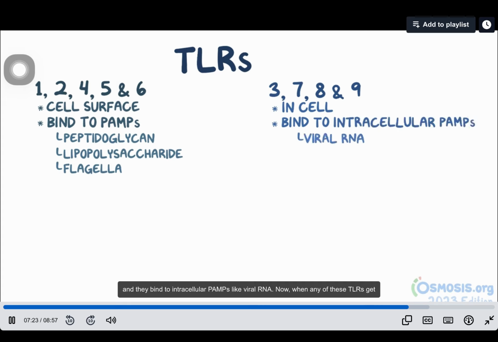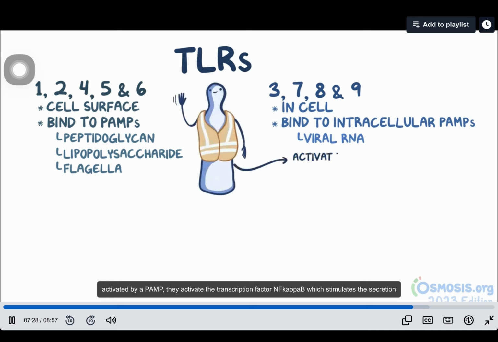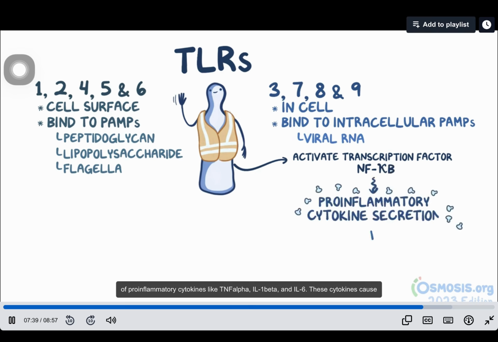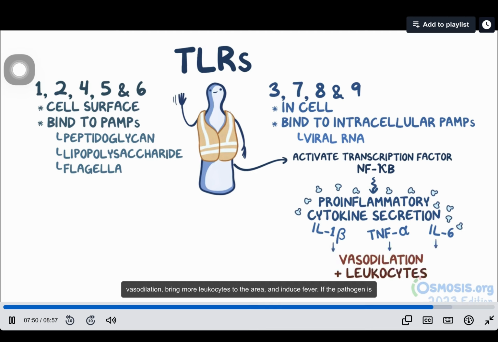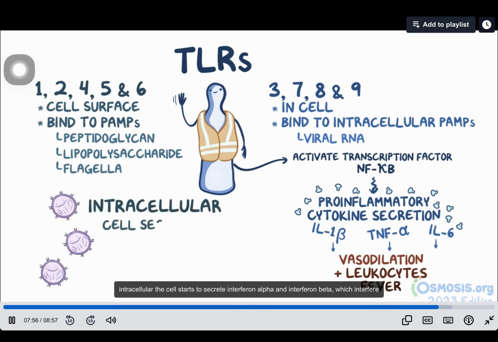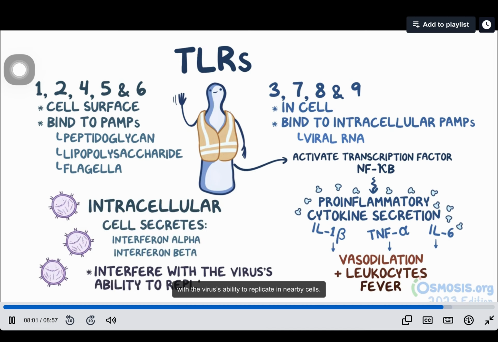Now, when any of these TLRs gets activated by a PAMP, they activate the transcription factor nuclear factor kappa light chain enhancer of activated B cells, or NF-kappa B, which stimulates the secretion of pro-inflammatory cytokines like tumor necrosis factor alpha, interleukin-1 beta, and interleukin-6. These cytokines cause vasodilation, bring more leukocytes to the area, and induce fever. If the pathogen is intracellular, the cell starts to secrete interferon alpha and interferon beta, which interfere with the virus's ability to replicate in nearby cells.